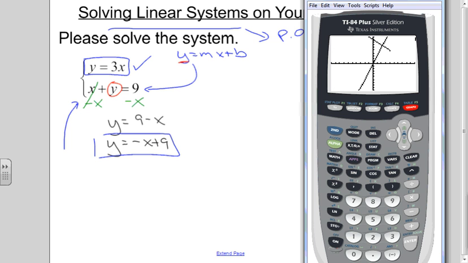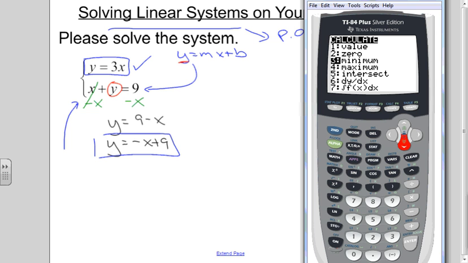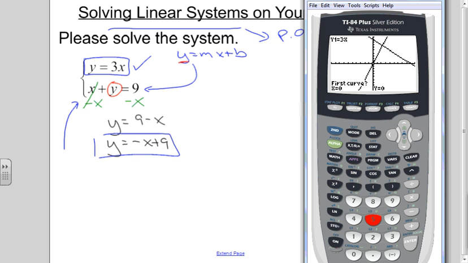Now, if you notice, I can see the point of intersection. I'm going to ask my calculator to report to me what it is. I do that by doing second trace, which activates the calc menu, calculate. And if you notice number 5, when I scroll down, it says intersection. That's what I want. So you can scroll down and hit enter, or just type 5.